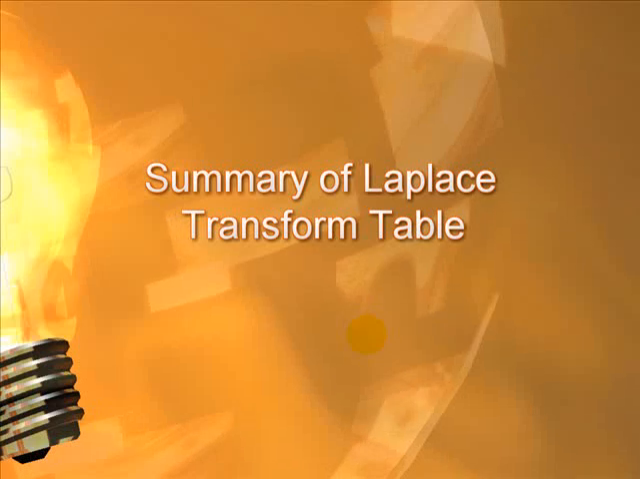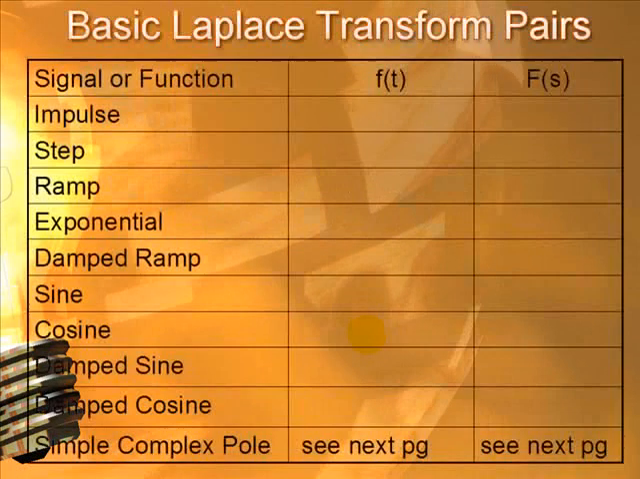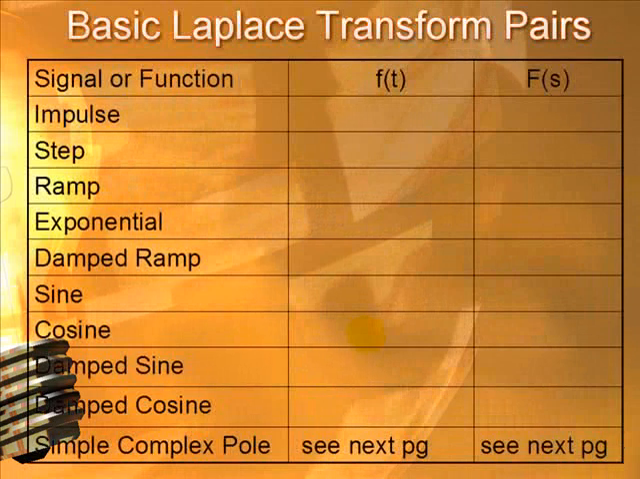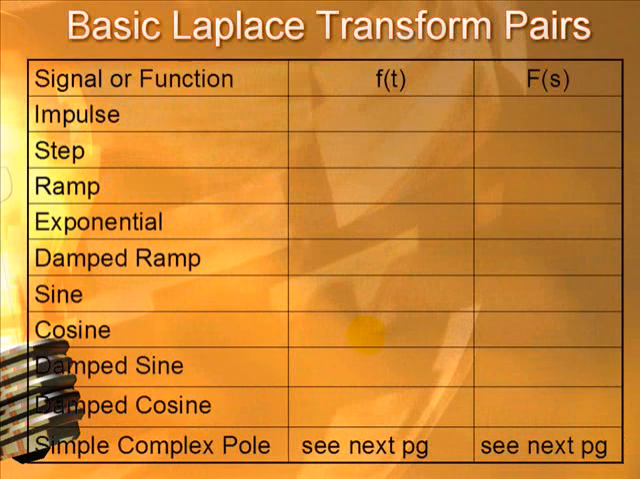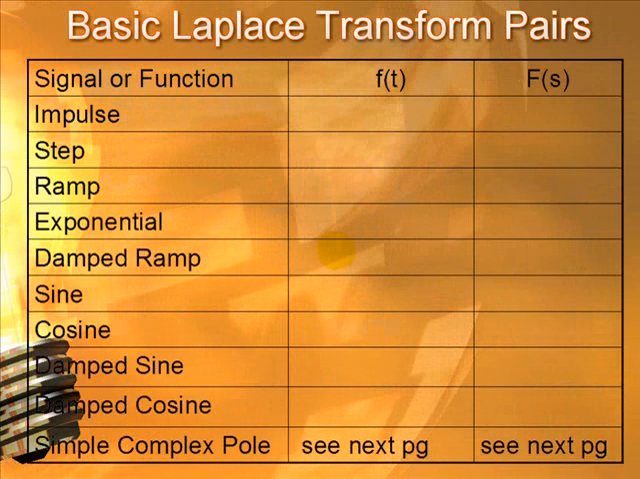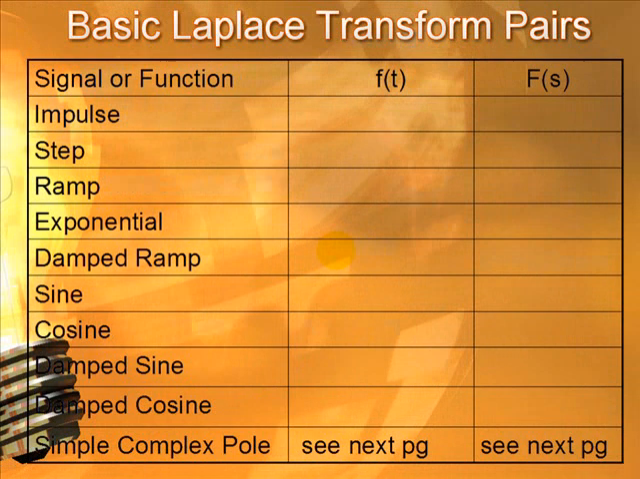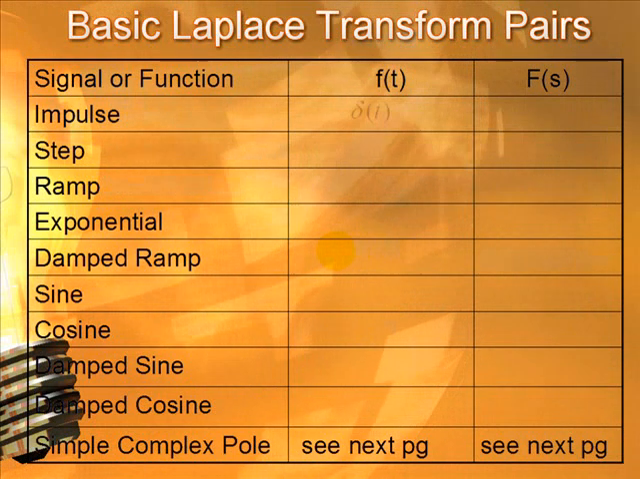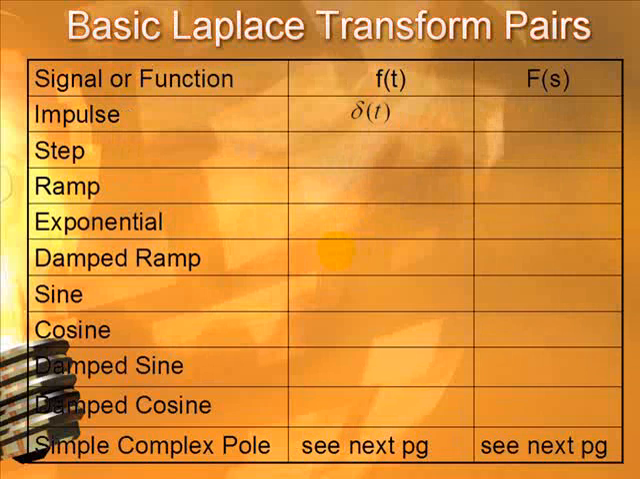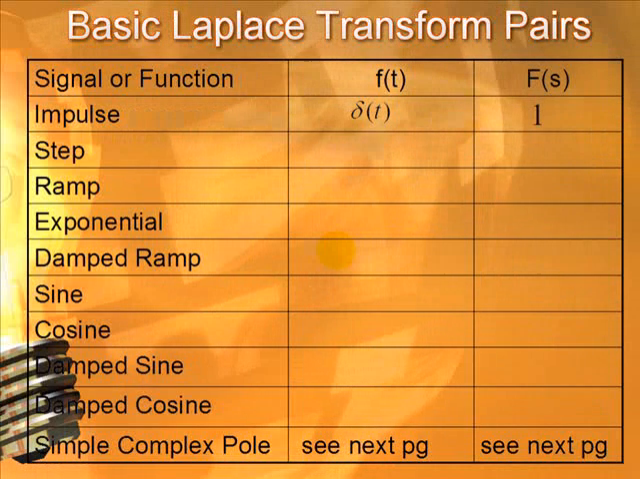Now let's look at a summary of the Laplace transform table. Here we're going to take a look at all the functions that we reviewed so far, the basic Laplace transform pairs, where you have three columns. The first is the signal or function, the middle column is f of t, and the last column is F of s. So let's look at the impulse function, symbolized by this delta, and we have its corresponding transform pair to equal 1.